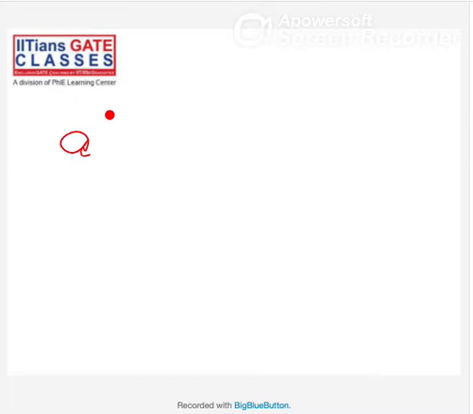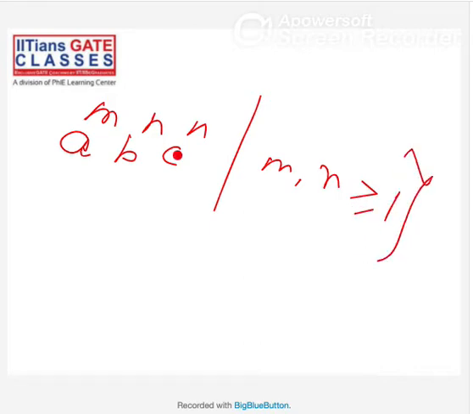Now let's check this language, a^m b^n c^n, with m, n greater than or equal to 1. Tell me, is this language regular, DCFL? What is it? Is it regular? Is it DCFL? Try this.